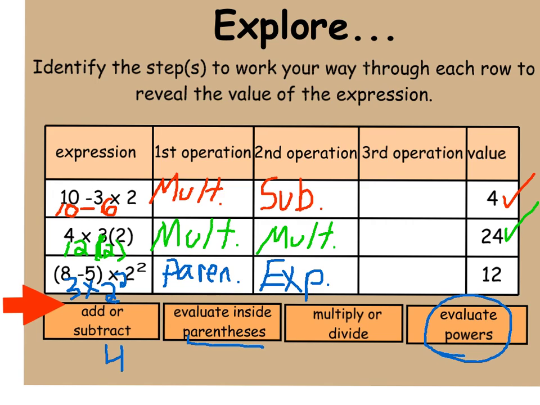So we have a 4. So we have 3 times 4. 3 times 4 is 12. And so that's our third step, is that we multiplied. We multiplied 3 times 4 to get 12.